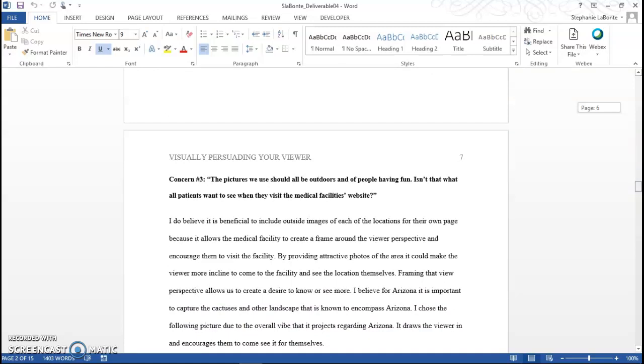Concern number three, the pictures we use should all be outdoors and of people having fun. Isn't that what all patients want to see when they visit the medical facility's website?